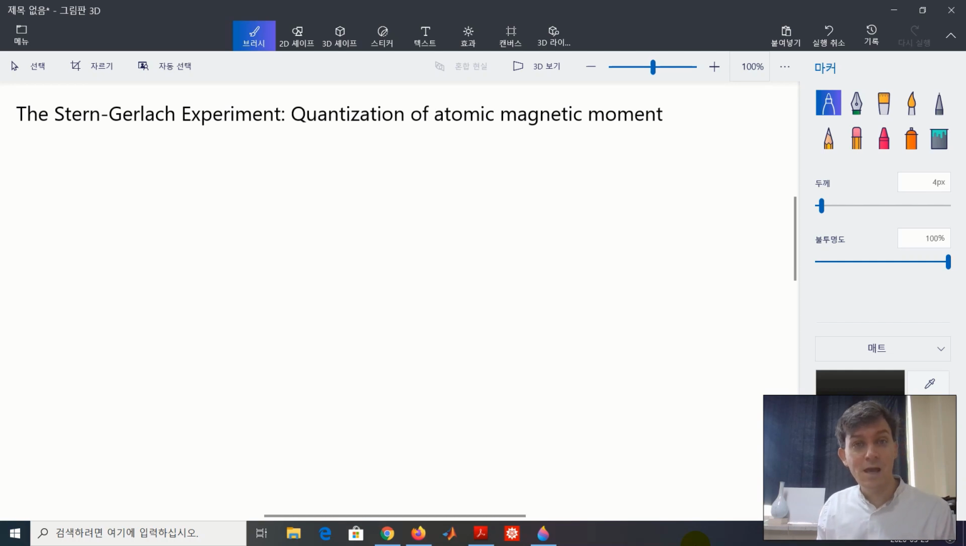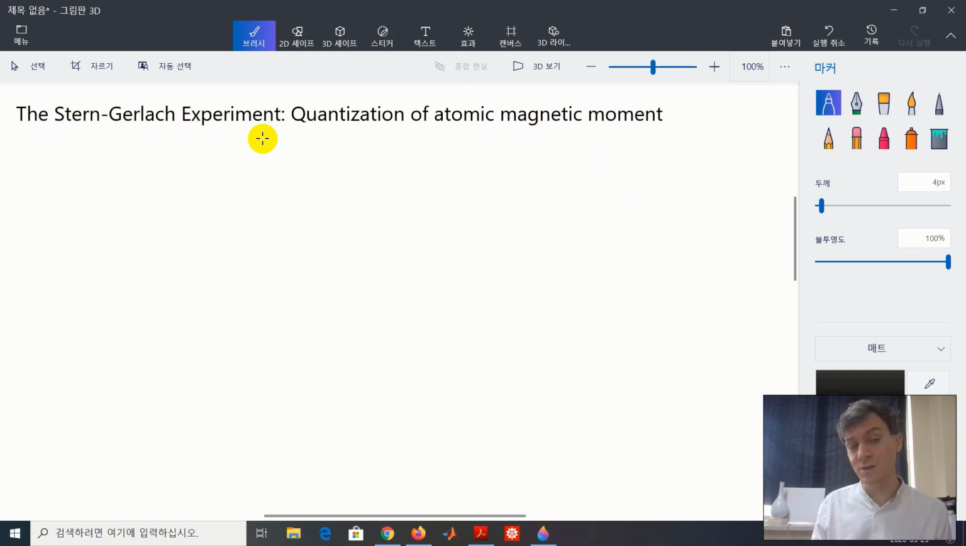Hi everybody. So the first video today is going to look at one final example of quantization, and again this is related to the electrons inside atoms, but this time we're not looking at energy quantization. In fact, we're looking at quantization of what's known as the magnetic moment. And this was first tested and seen through an experiment called the Stern-Gerlach experiment.